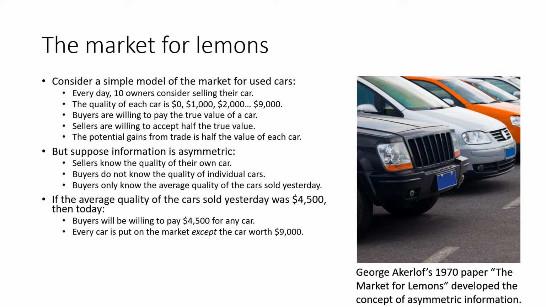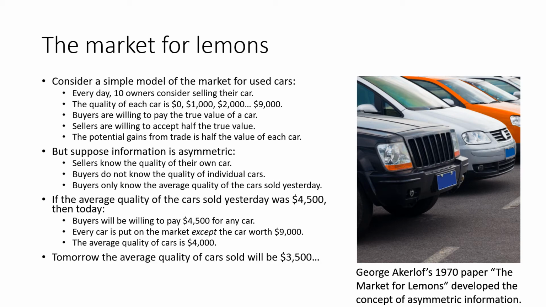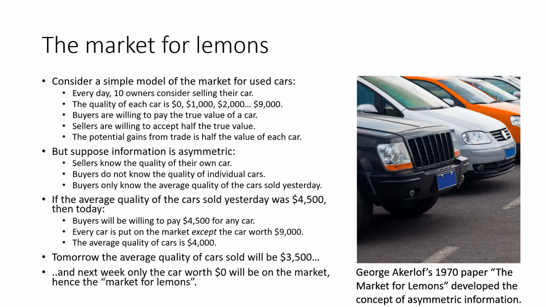for any car. Every car is put on the market except the car worth $9,000. The average quality of cars is 4,000. Tomorrow, the average quality of cars sold will be 3,500, and the next week, only the car worth $0 will be on the market, hence the market for lemons.